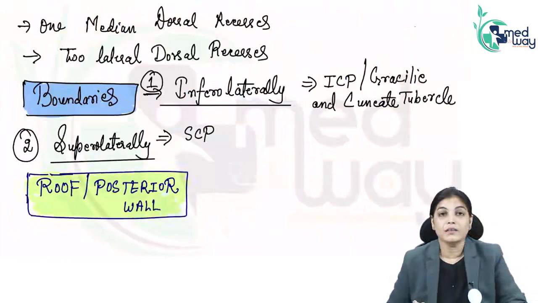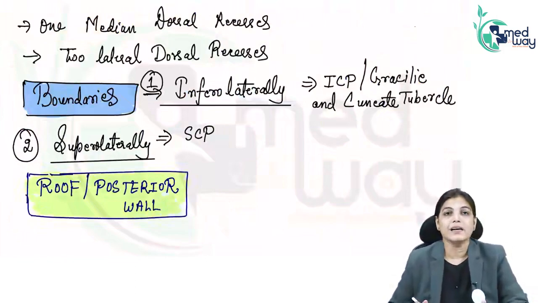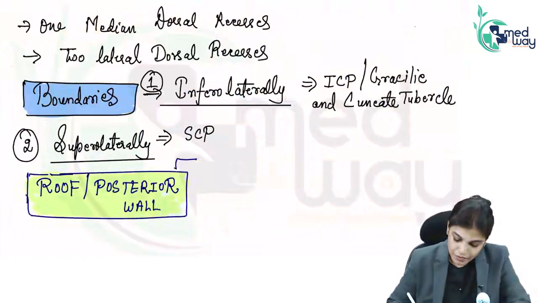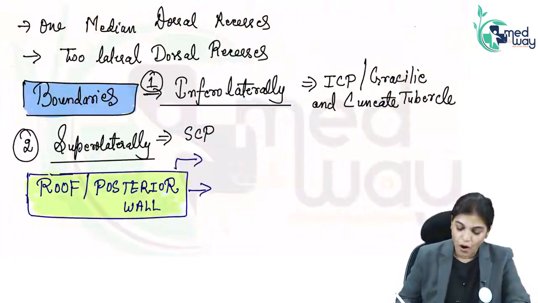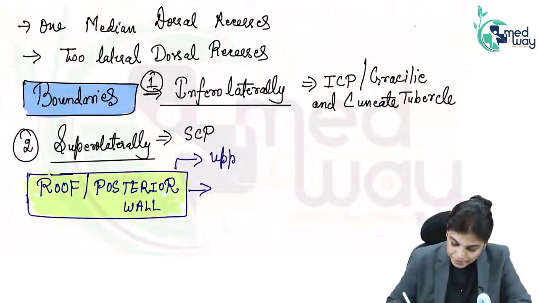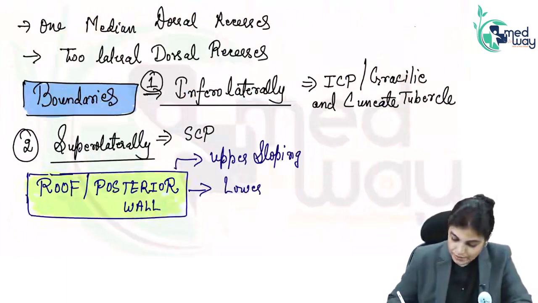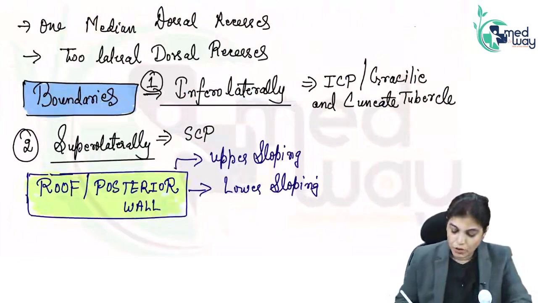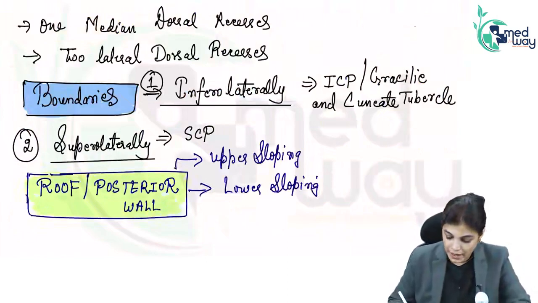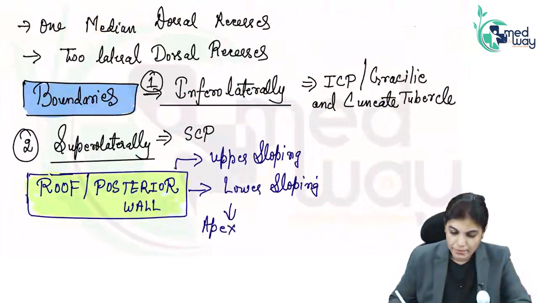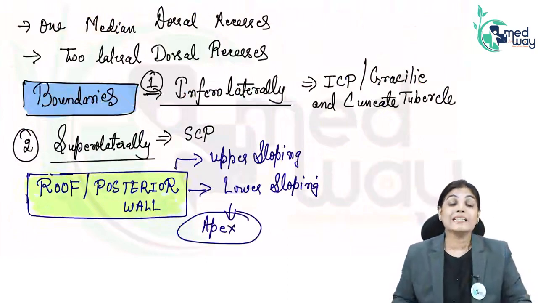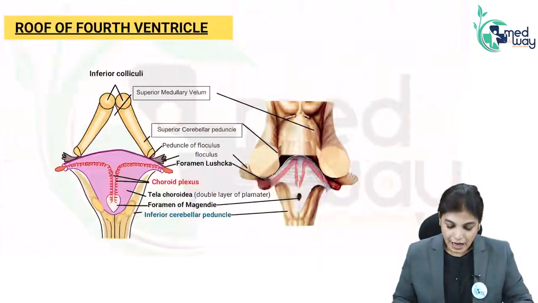And if we visualize it in the sagittal section, it's a tent-like structure and it has an upper and a lower sloping surface, and its apex is going inside the white core of the cerebellum. That means the roof, or the posterior wall of the fourth ventricle, will have an upper sloping surface and a lower sloping surface, and both will join to form the apex, and the apex of this tent-like structure will be protruding inside the white core of the cerebellum. So done.